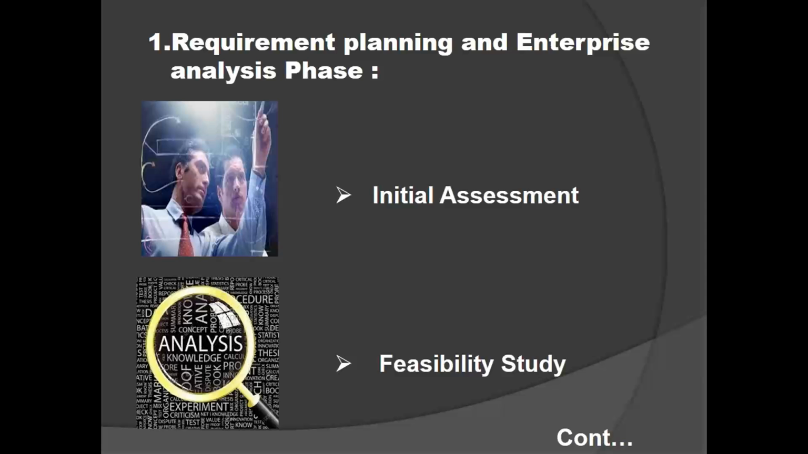The first one is legal feasibility. The second one is economic feasibility. The third one is technical feasibility. And finally, the fourth one is operational feasibility. These are the 4 parameters. So let me explain all these 4 parameters. First one is legal feasibility.